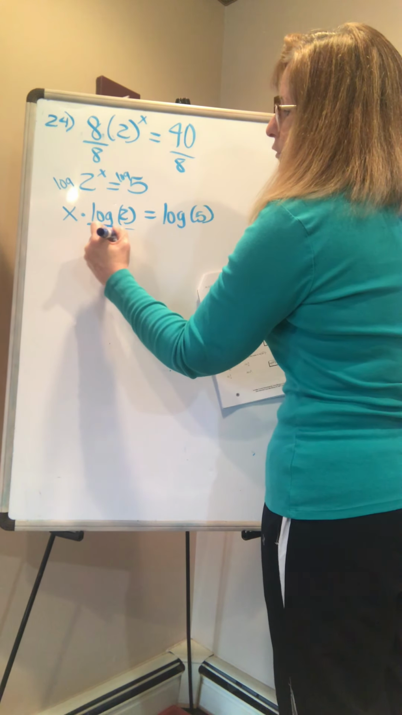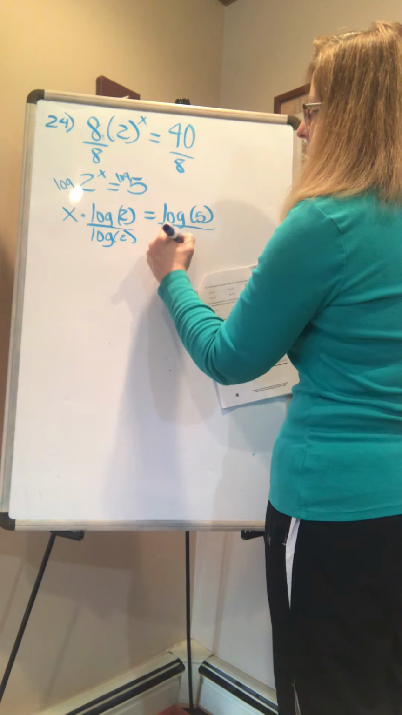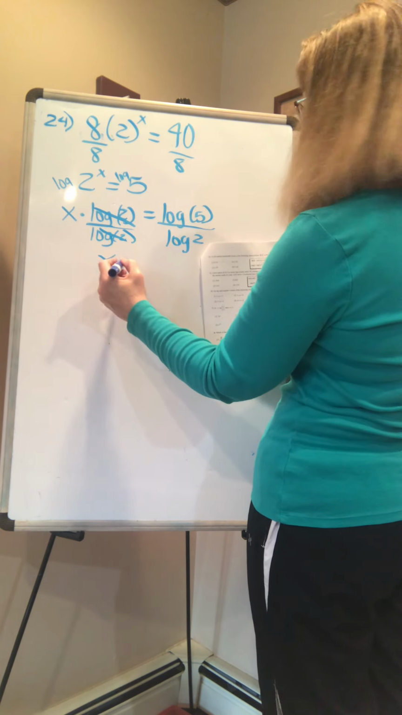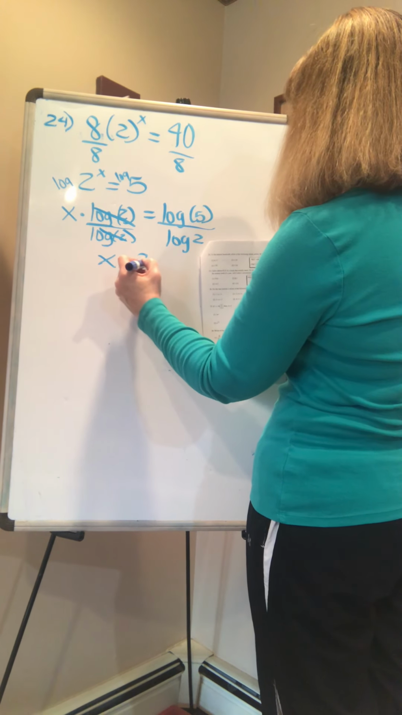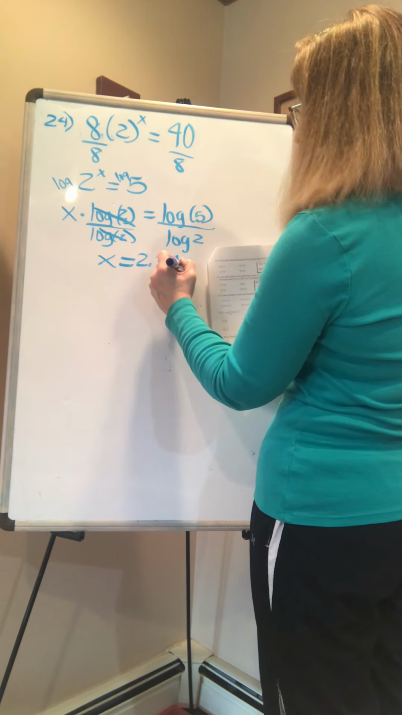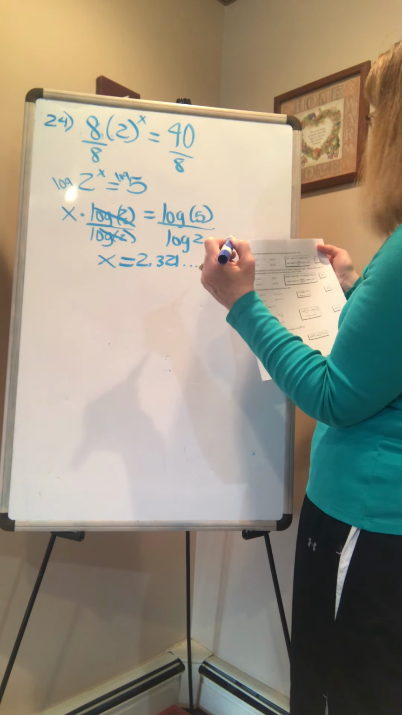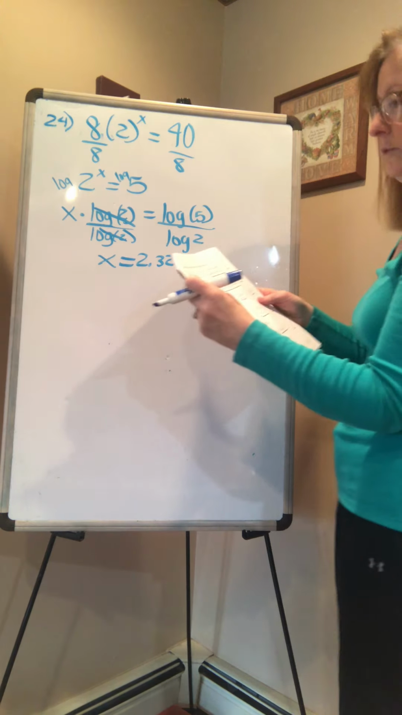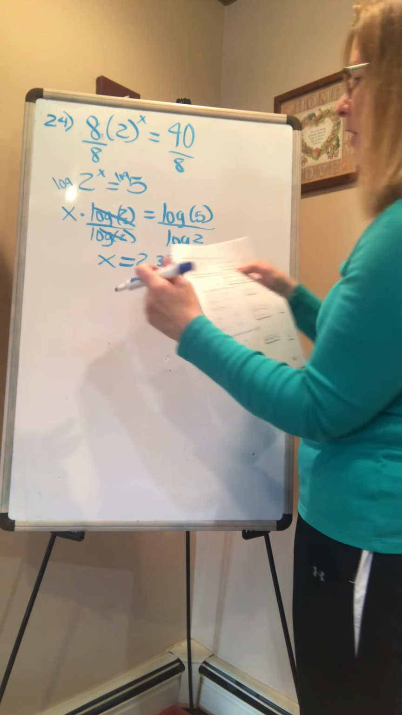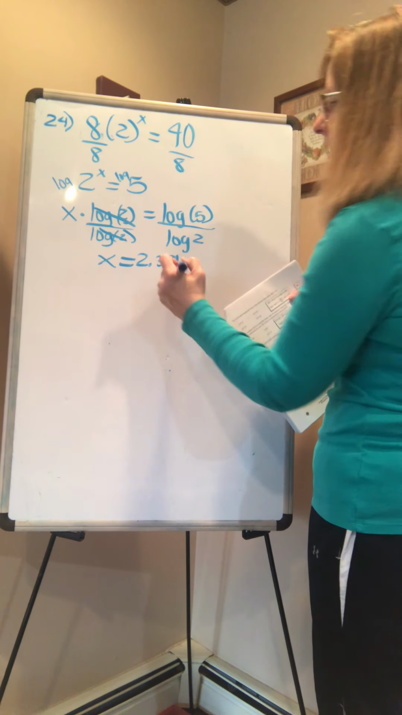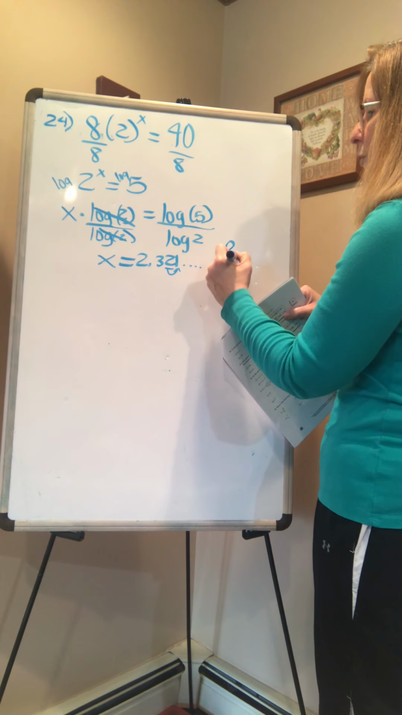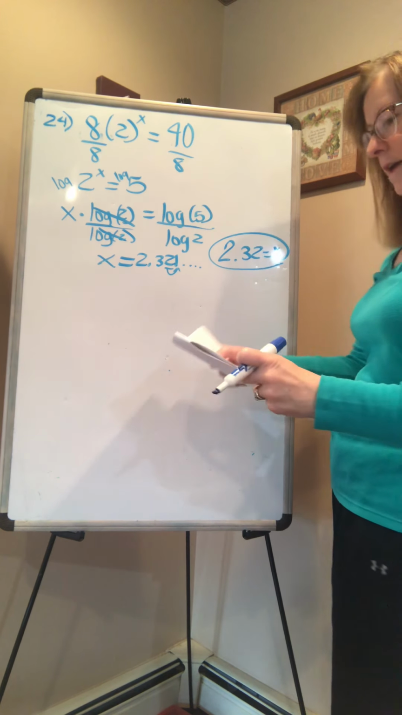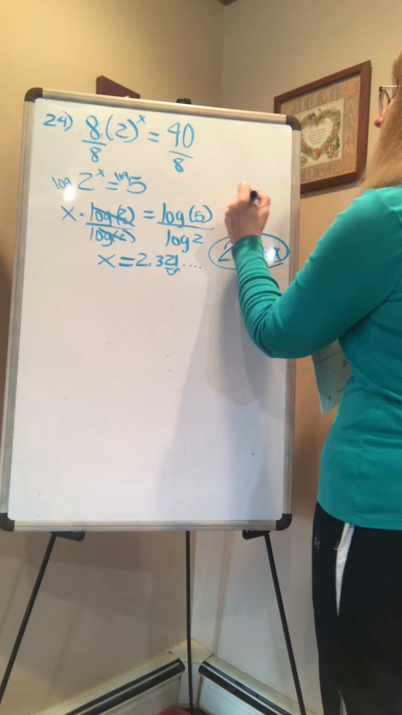Divide by the log of 2, and you are going to get x is 2.321, and it goes on. They said to the nearest hundredth, I believe. Yes, so hundredth means I'm looking at this 1, and I get 2.32 for x. And so choice 3.